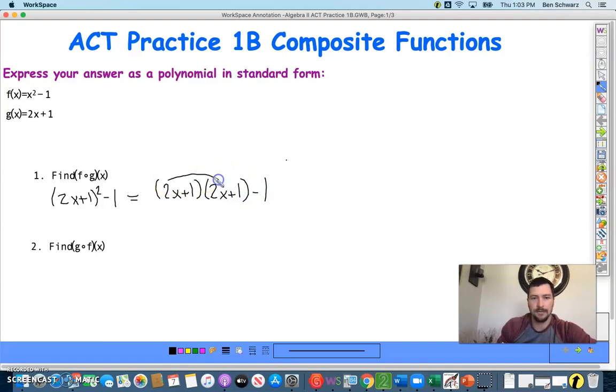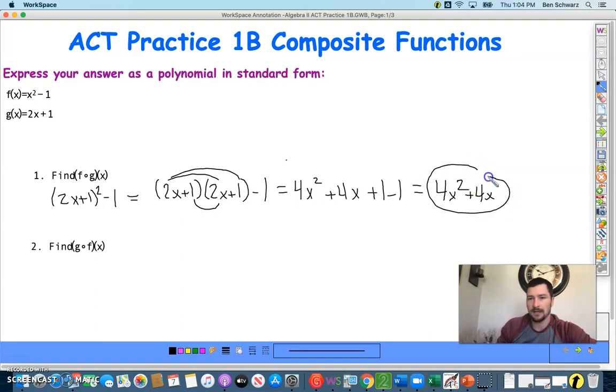So FOIL, first and first. That's going to give you a 4x squared. And then outside and inside, 2x and 2x would make 4x. And then last, 1 times 1 is 1. And then the minus 1 at the end. So obviously the ones cancel, and so the answer would be 4x squared plus 4x. Like that.